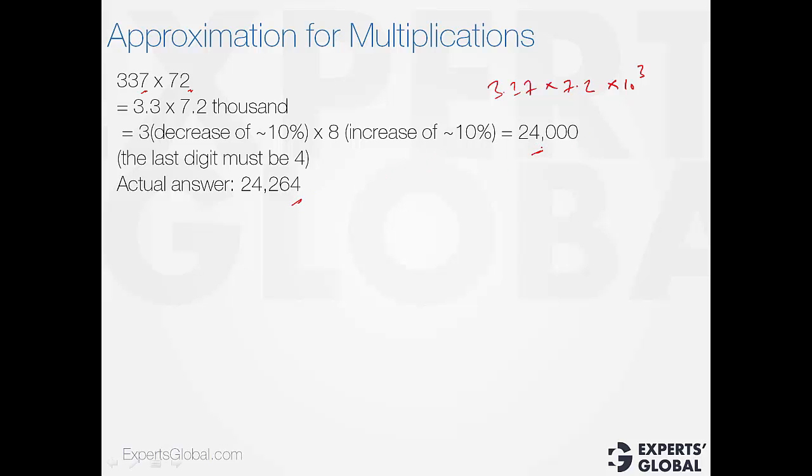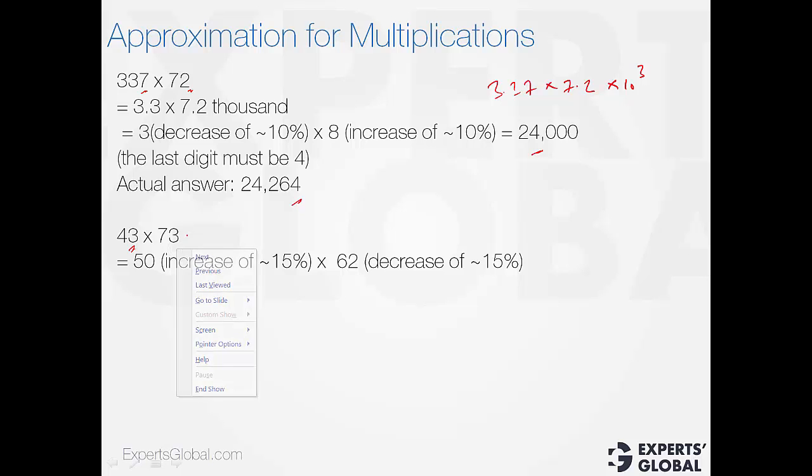Take another one, 43 into 73. So see, very quickly I have made this a 50, an increase of 15%. So decrease this by 15%, roughly decrease it by 10 or 11. 62, that's approximately 3100. And the real answer is quite close, 3066.